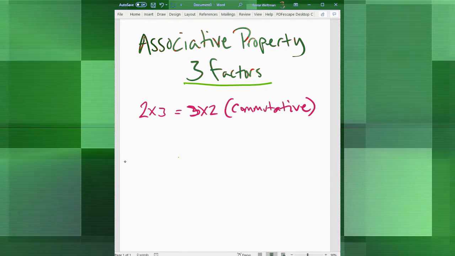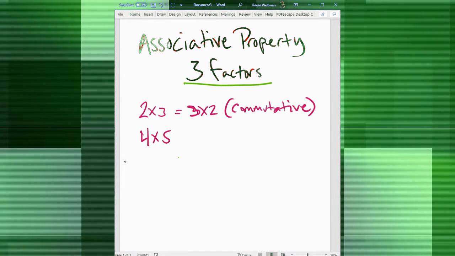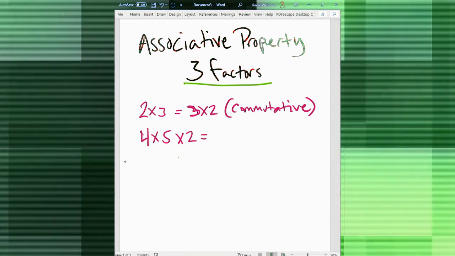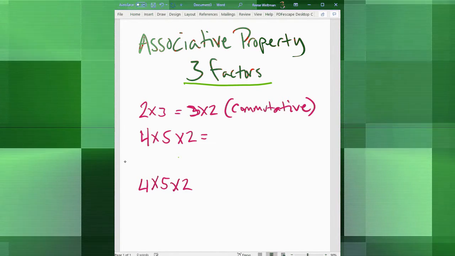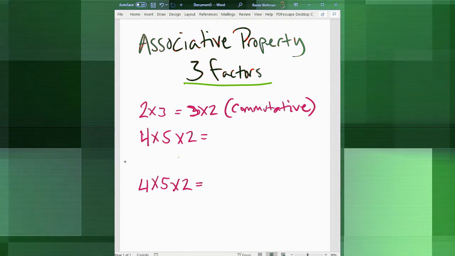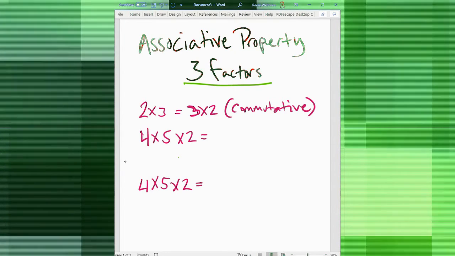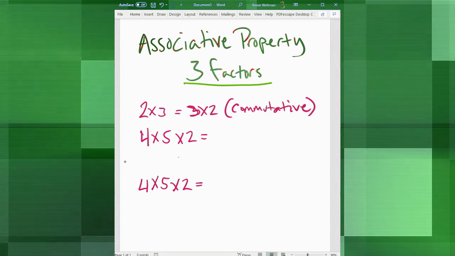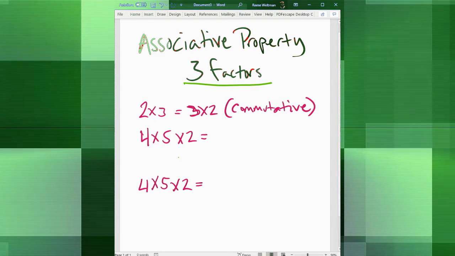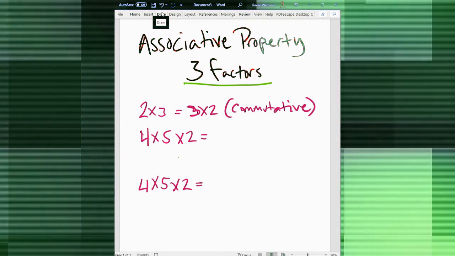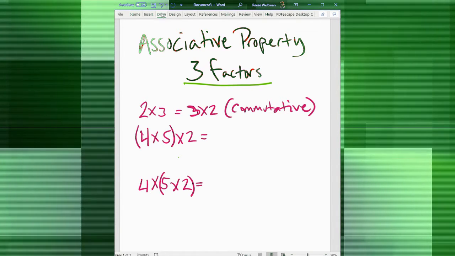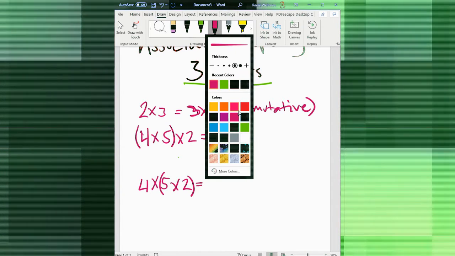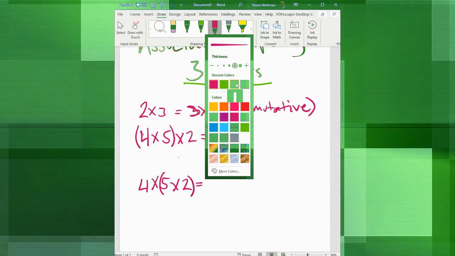So let's look at another one. Let's say 4 times 5 times 2. Okay? So you have 4 times 5 times 2. Let's go ahead and write that one out twice. These are the exact same equation, right? You can see that they are the exact same equation. Now, let's go ahead and break them apart a little bit differently. So this one, we're going to take 4 times 5 first. And this one, we're going to do 5 times 2.